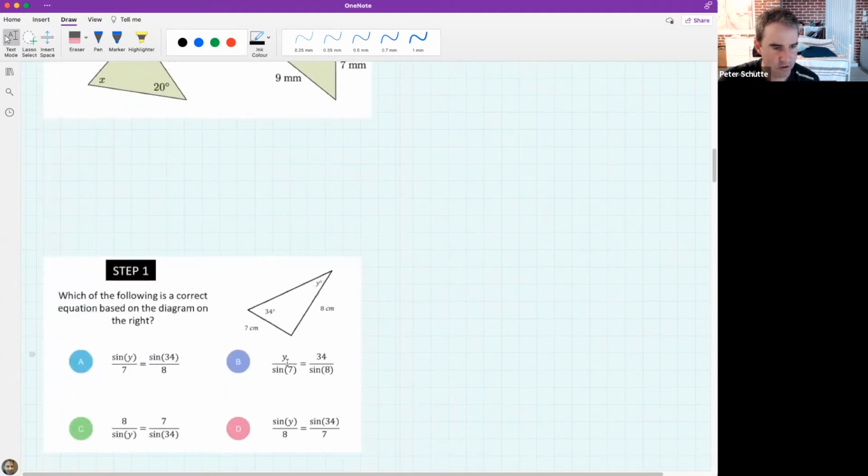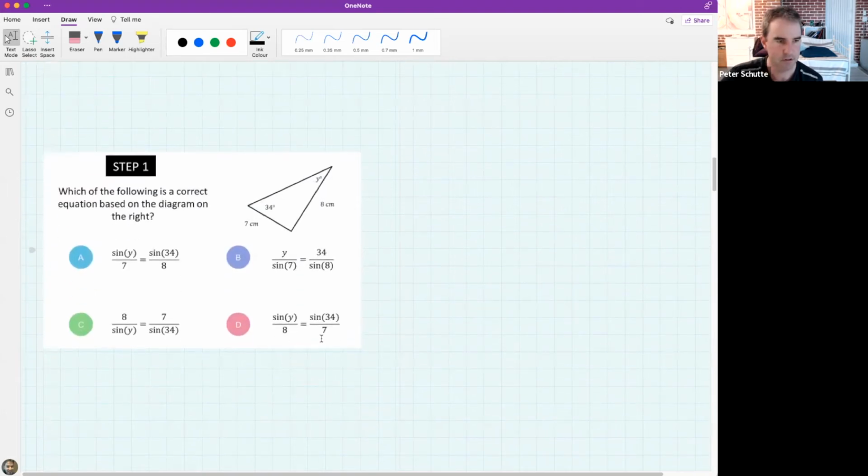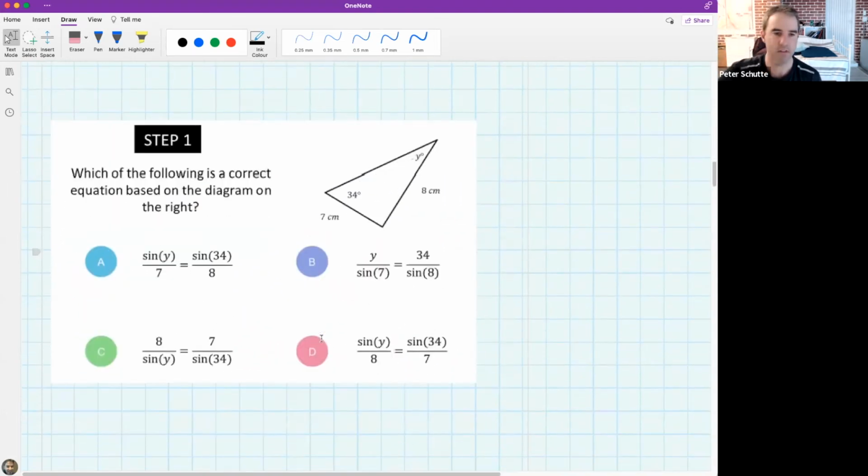Let us do a multiple choice question together. So I'm giving you this triangle up in the top, and there's bits of information, and you have to tell me which of the 4 options is a correct way of writing the sine rule if you're trying to find this angle y up here. Let's see what you guys think. They all look kind of similar, so you have to take your time to just look at them and think.